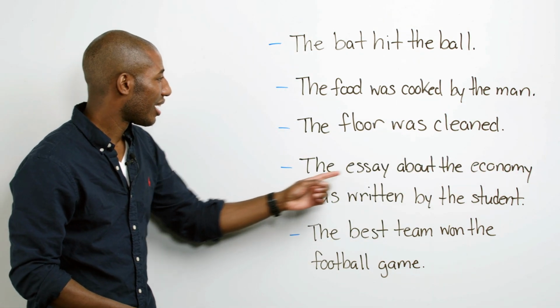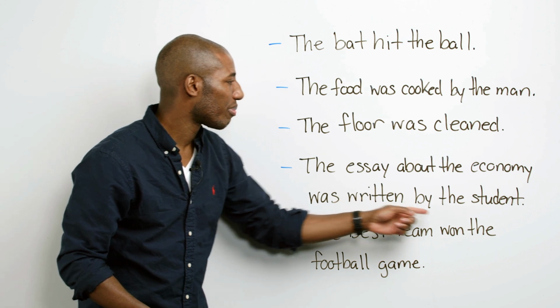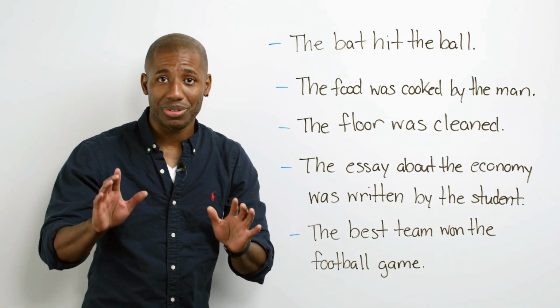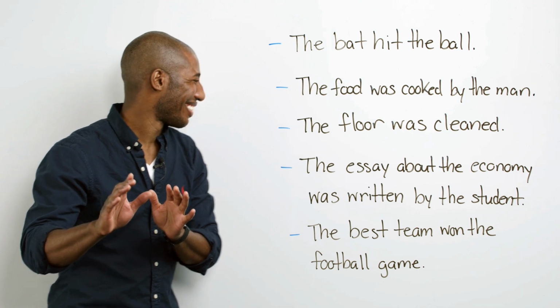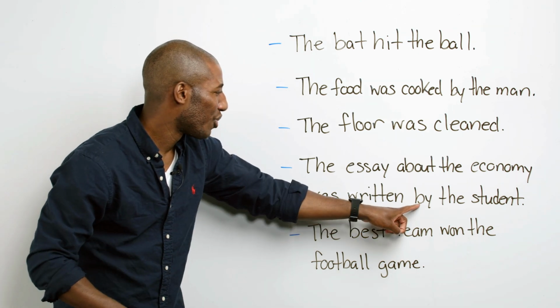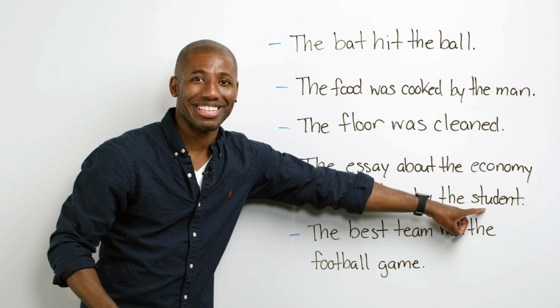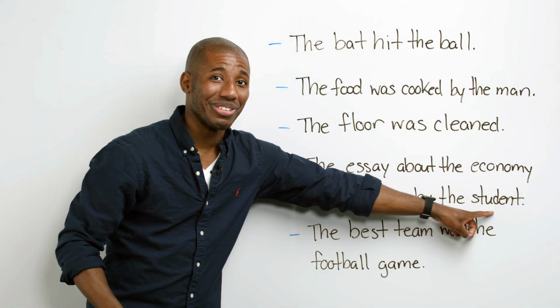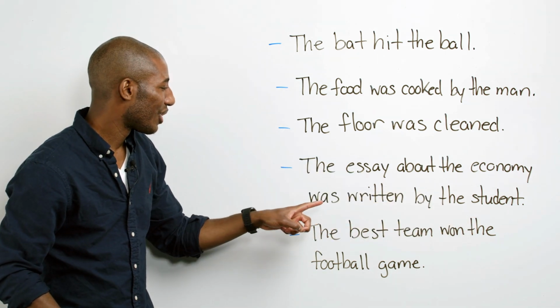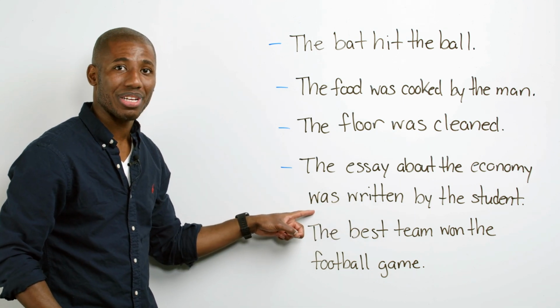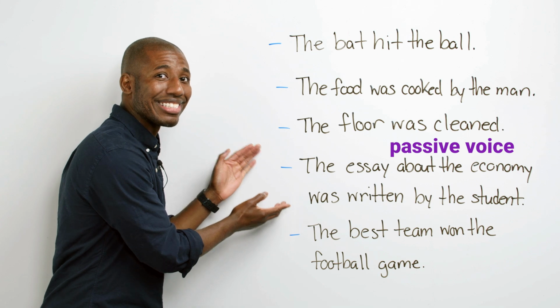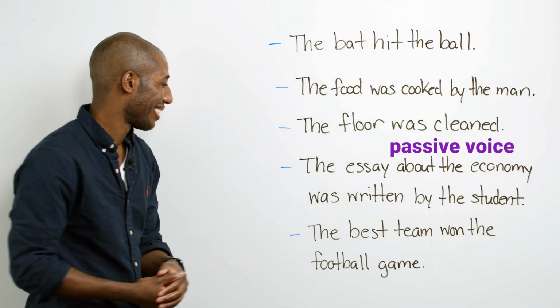The essay about the economy was written by the student. Now it's okay. I know this is a big sentence, but I know we can do it. Because, boom, by the student. There's our clue. Also, was written. We have our past participle and our to be verb. This is a sentence written in passive voice.